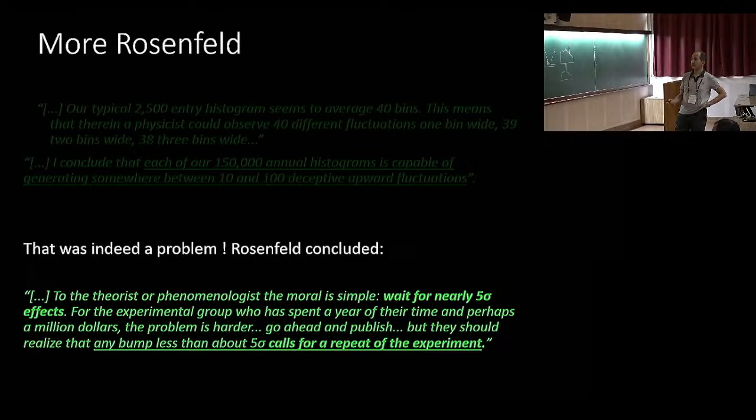But for the experimental group who has spent a year of their time and perhaps $1 million, the problem is harder. You want to go ahead and publish the result, but they should realize that any bump less than about 5 sigma calls for a repeat of the experiment. Okay, so this is the birth of the 5 sigma criterion.